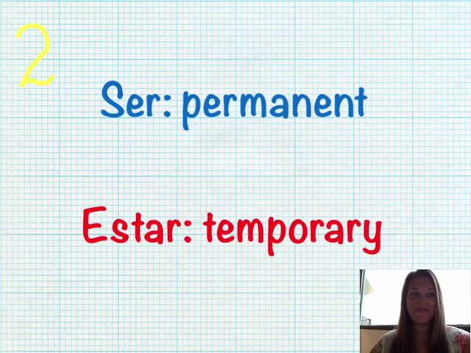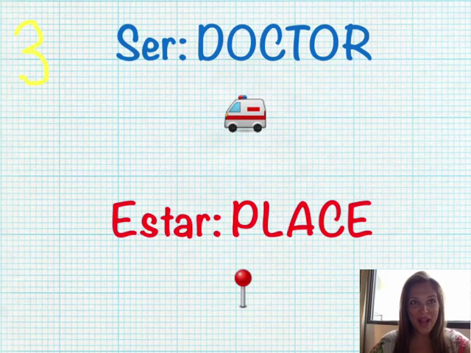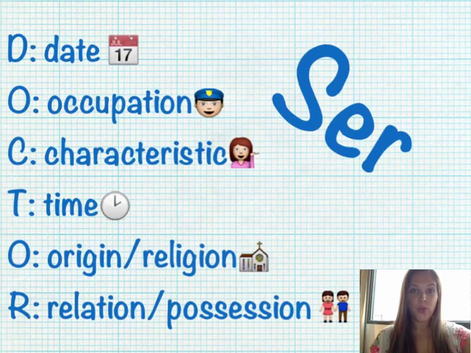The third and final way that we can remember ser and estar is an acronym. So for ser, the acronym would be doctor, and for estar, the acronym is place. When using ser, the acronym doctor stands for D is date, O is occupation, C is characteristic, T for time, O for origin or religion, R is relation or possession.